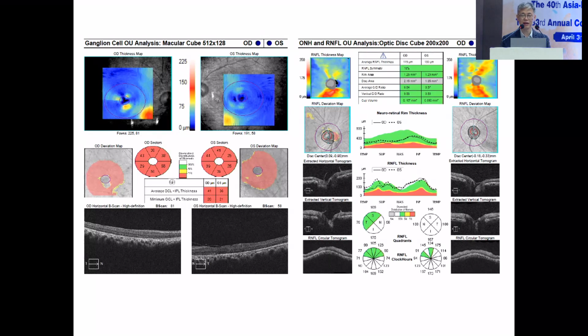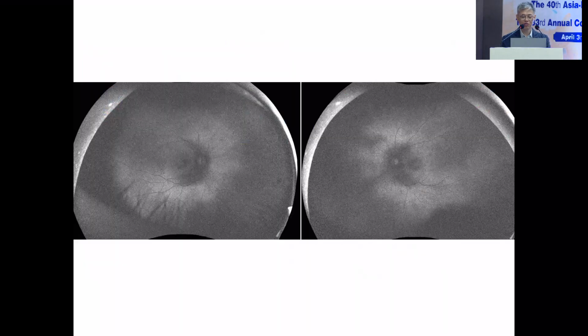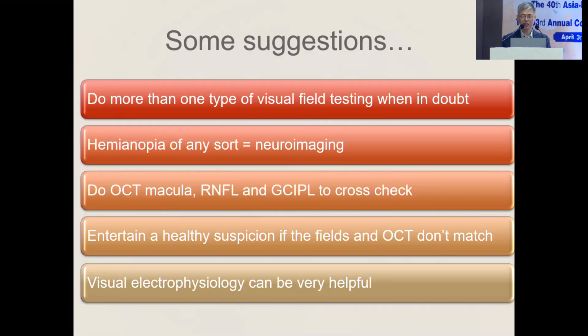But her nerve fiber layer is still relatively good. So something else is wrong down here. When you do the autofluorescence, you can see the hyperautofluorescence, and it's in the retina. She has a photoreceptor abnormality, a diffuse photoreceptor abnormality. So don't forget the electrophysiology, it is your friend.